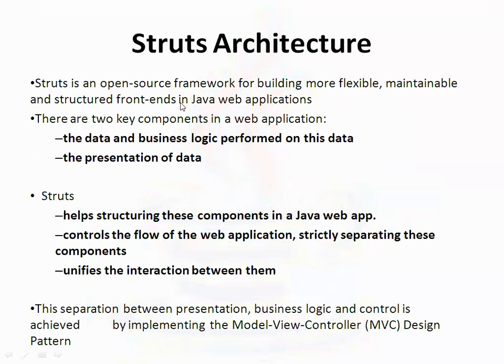Now you can see the Struts architecture, how it will be. There are two key components, data and business logic performed on this data. It helps in structuring the components in Java web apps and control flow. Web applications strictly separate the components, meaning view, controller and model. Here presentation, business logic and controller are achieved. Business logic means the model layer, which we are going to append from controller to database.